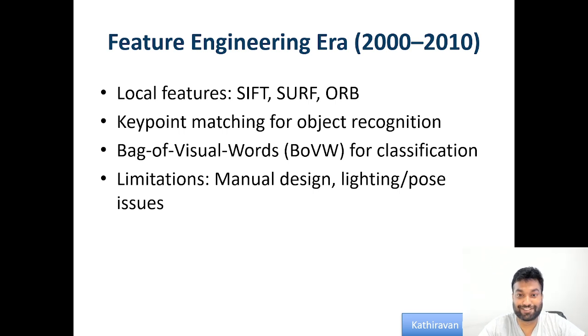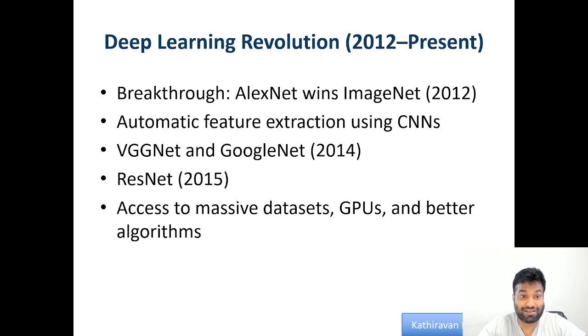So then came the local features: SIFT, SURF and ORB. Here we have key points, and the question is which key points are important for recognizing an object or for classification purposes. Again, one of the limitations is manual designing. You have to design it manually based on what kind of images you have, and if something like the lighting or pose changes, you have to change the design one more time and find which key points are important. And this was from the 2000s to 2010.